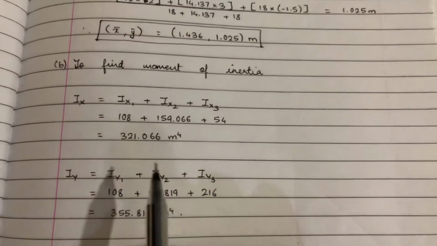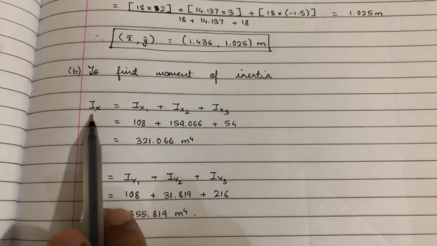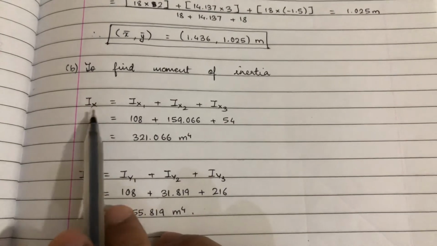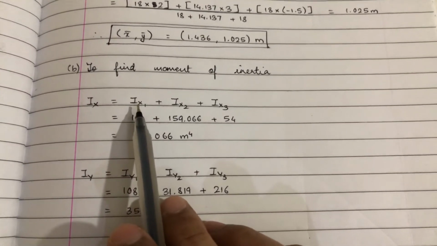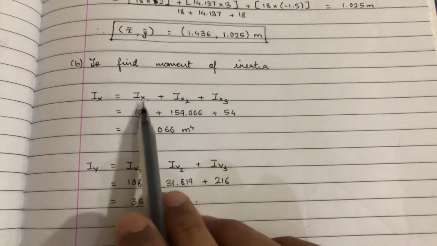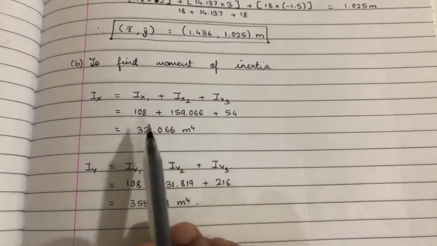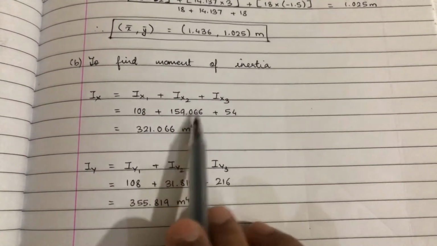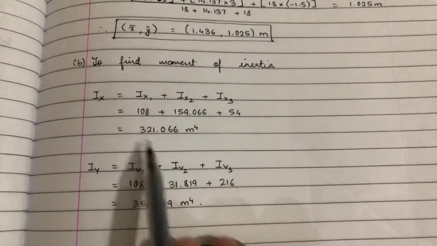And to find moment of inertia, the formula will be Ix. This is Ix means what? Ix is moment of inertia about x-axis. That will be equal to Ix1. Ix1 is the moment of inertia of the first figure, that was the right angle triangle. Ix2 is of the semicircle and Ix3 is of the rectangle. So putting all these values, we will get Ix as 321.066 meter to the power 4.